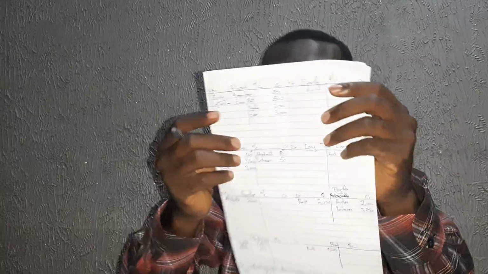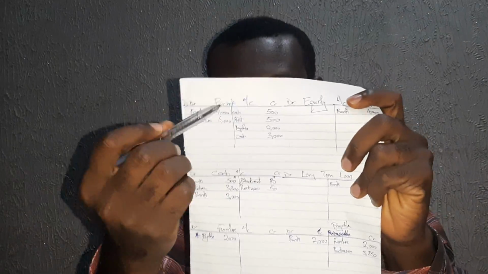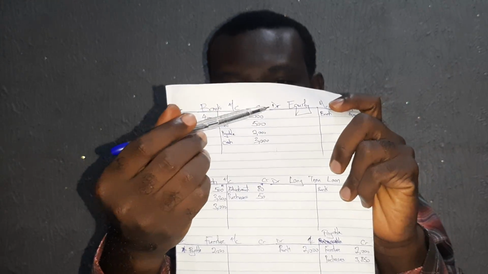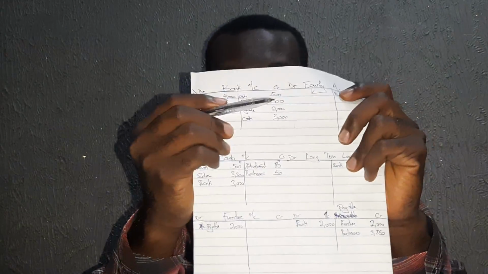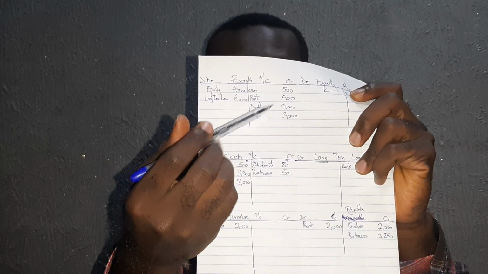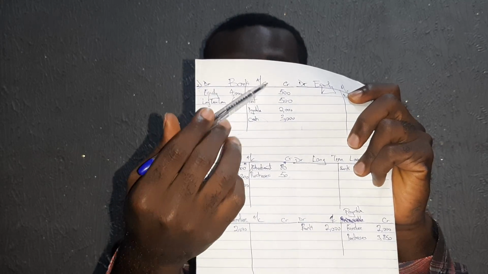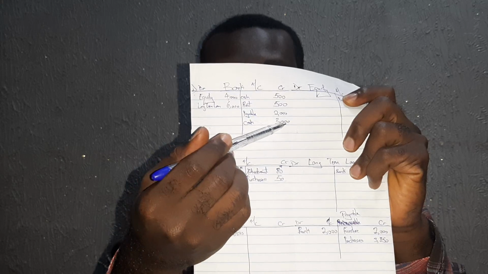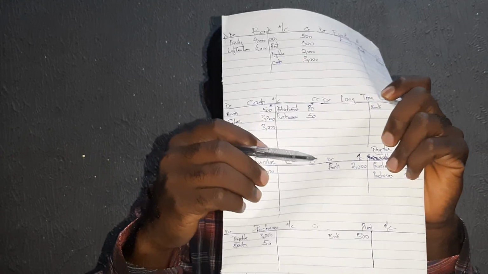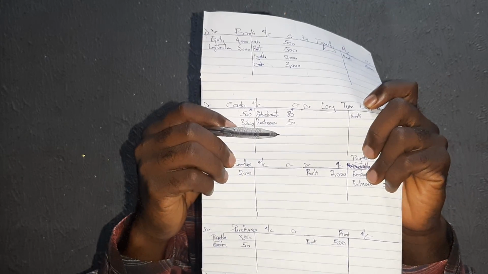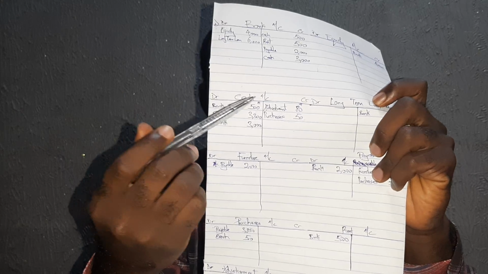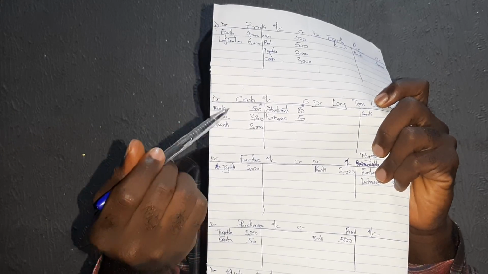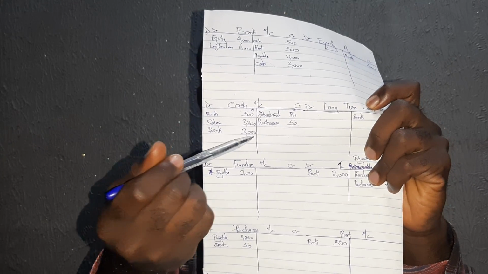So this is my bank account, and this is my credit side. This is cash. I'm going to credit my bank with cash of 3,000, and I'll come to my cash account as well. This is my cash account, and I will debit my cash account with bank of 3,000 euro.